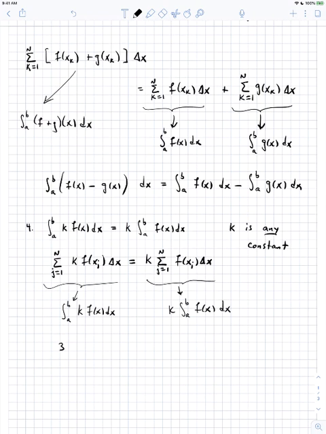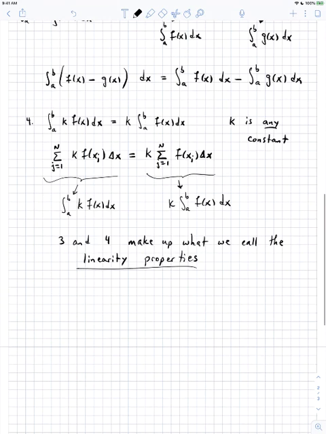Properties 3 and 4 together make up what we call the linearity properties. Anything that satisfies these properties, namely that something of the sums is the sum of those things, or that you can take out a constant multiple, we call linear. These linearity properties allow us to compute integrals that maybe otherwise we wouldn't be able to do. Let's look at an example.